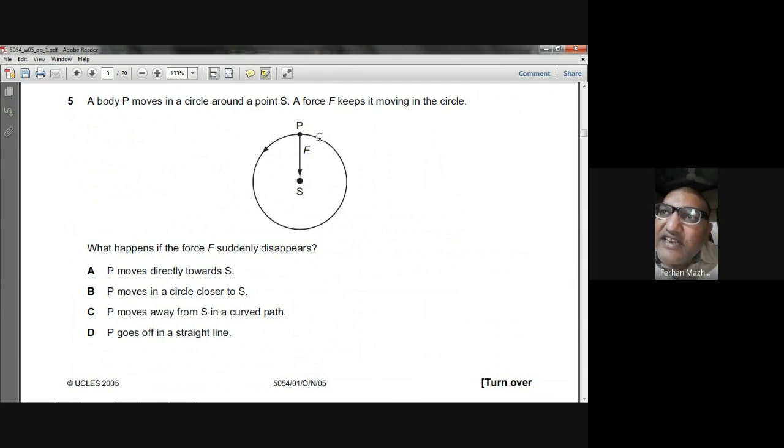body is going in this direction. So if you draw a tangent here, at this moment, if the force F disappears, this P will go along its tangent, which is a straight line. So I think D is the best answer.